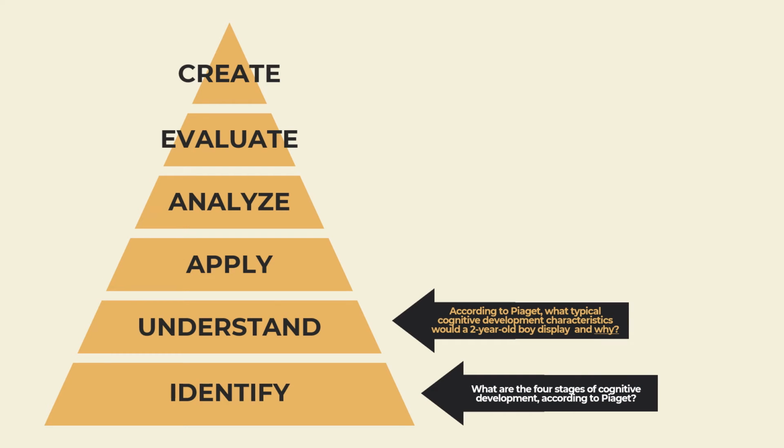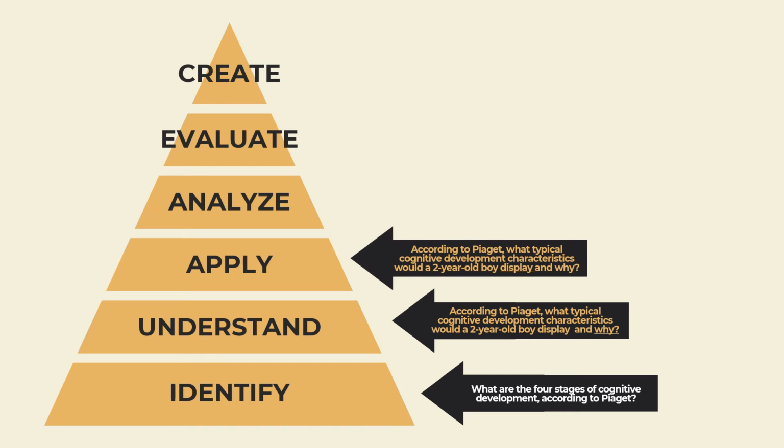Kathy's professor's question that she formed, that should have been the question that Kathy selected, was, according to Piaget, what typical cognitive development characteristics would a 2-year-old boy display and why? There are 2 levels of complexity present in this question. The first part of the question asks, what would they display? What would this 2-year-old boy display?